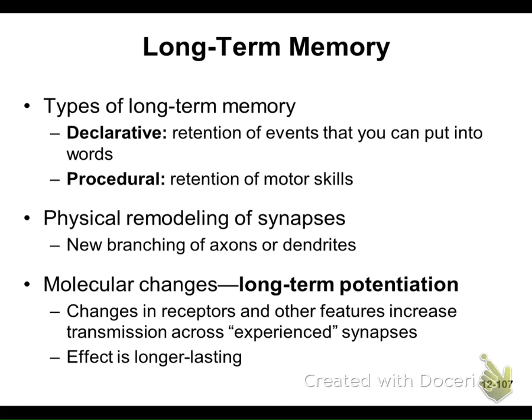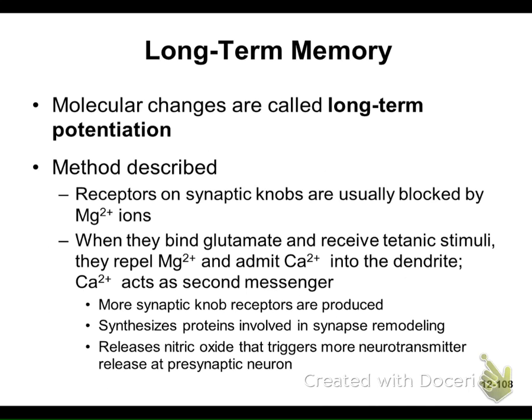That'll be fine. Okay. Now, how do we maintain long-term memories? There is a physical rearranging of your synapses. There are new branches of axons, new synapses being made. And those molecular changes are collectively called long-term potentiation. In other words, you are now able to hold on to that memory long-term. And this could be decades.